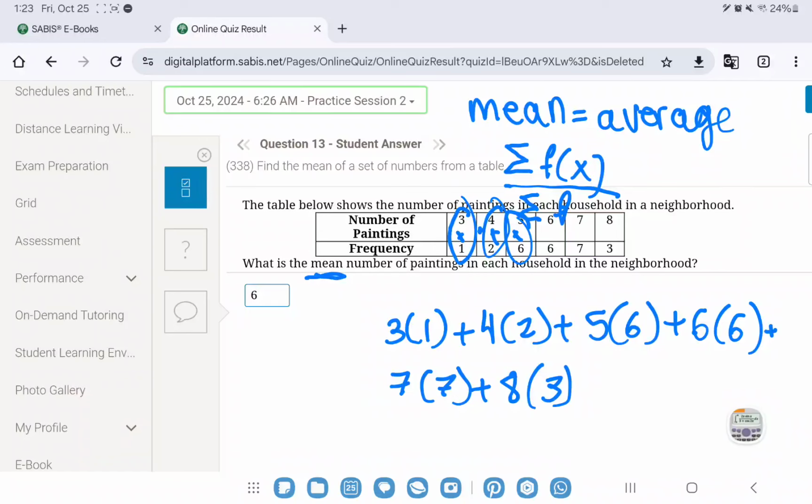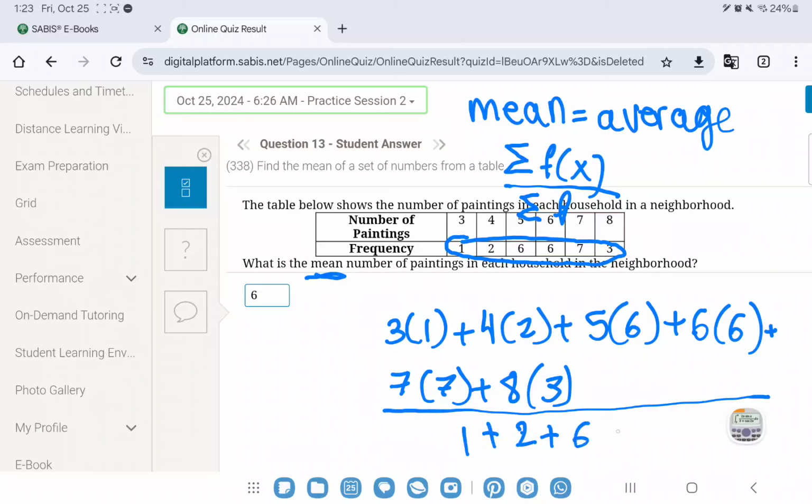So we're going to rewrite this aside. By the way, all of this you do over the sum of only the frequencies. What I mean by that is you add all of these and this, and then you find your answer. So 1 plus 2 plus 6 plus 6 plus 7 plus 3, and you solve this in your calculator. I'm going to be forced to solve it here, because why not?